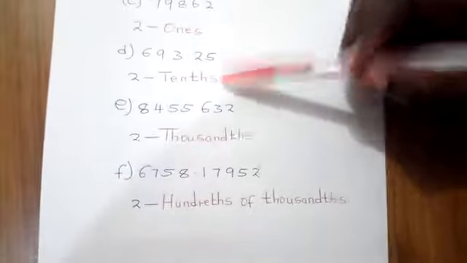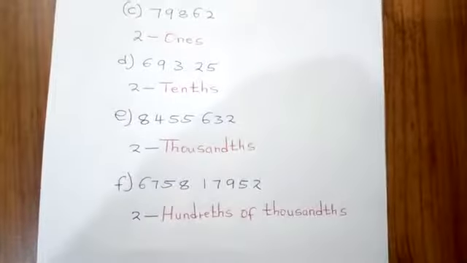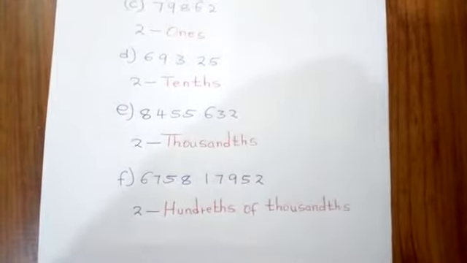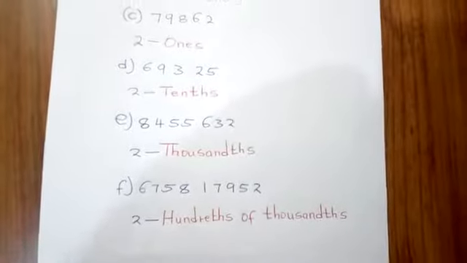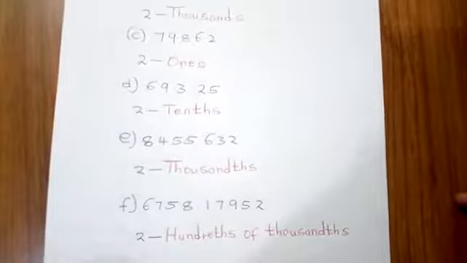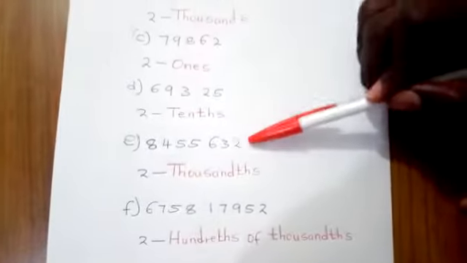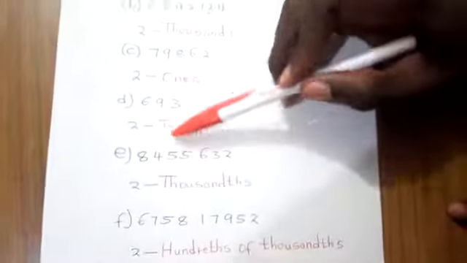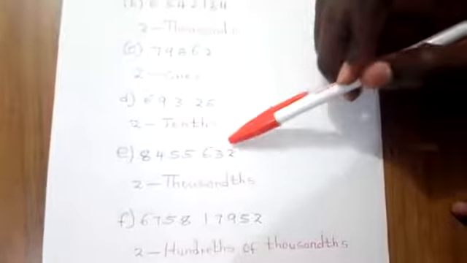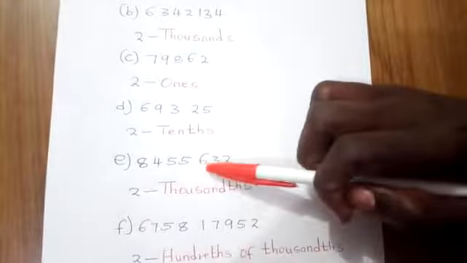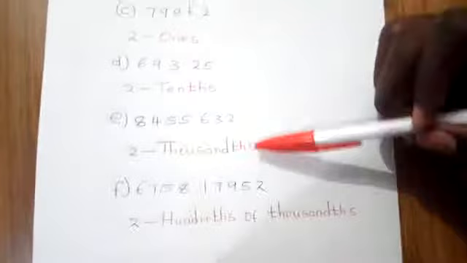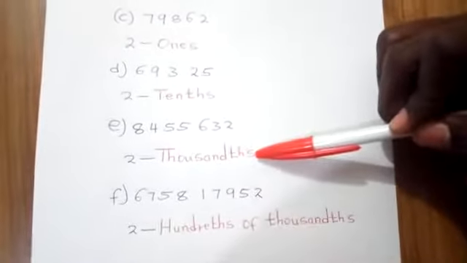We move to the next one, which also has a decimal point. So now it is easier. We count the place value of 2 in 8,455.632. We count tenths, hundredths, thousandths. So the place value of 2 is thousandths.